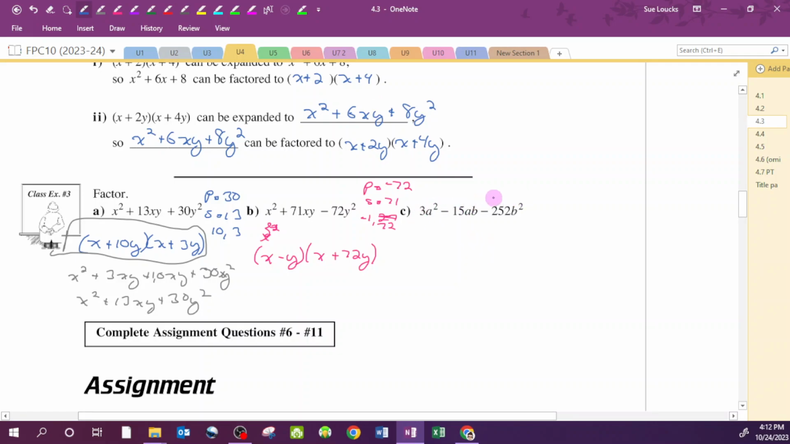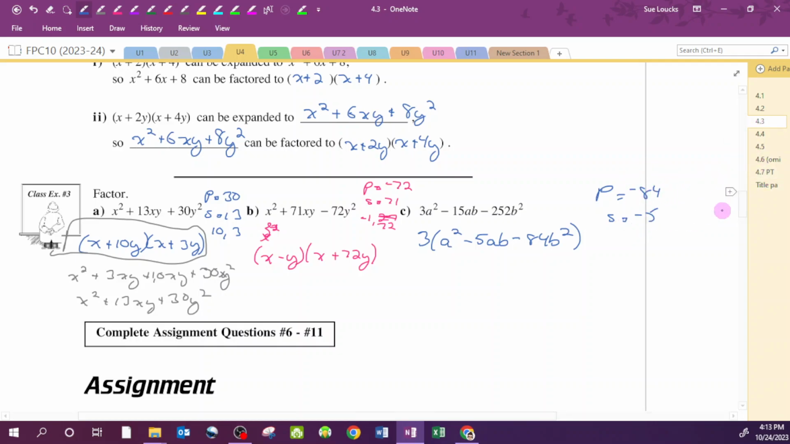And then C, my common factor, I can divide all of those by 3. So I get 3 times a squared minus 5ab minus 84b squared, because I used my calculator to divide that by 3. And then my product is negative 84 and my sum is negative 5.